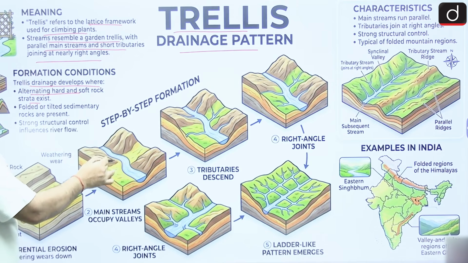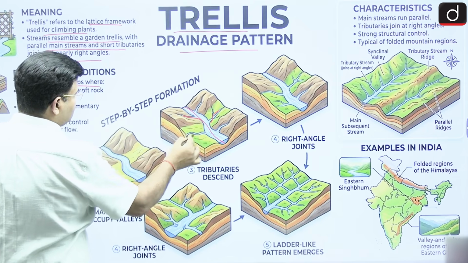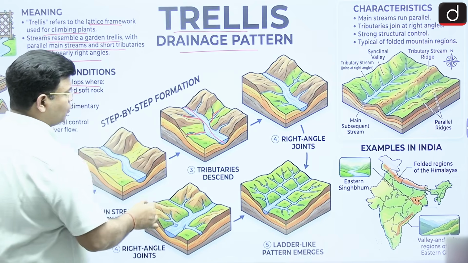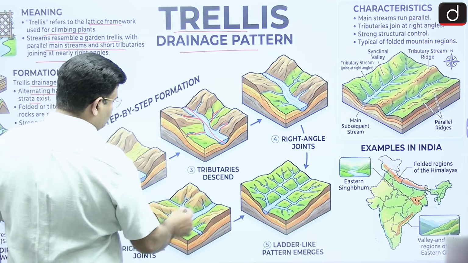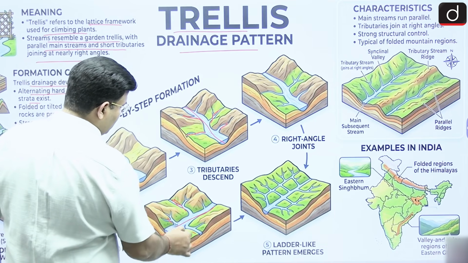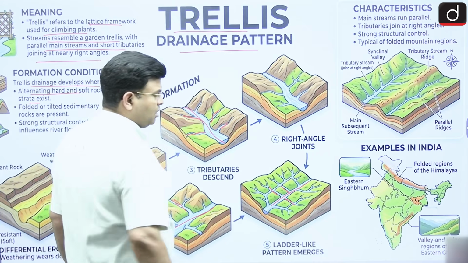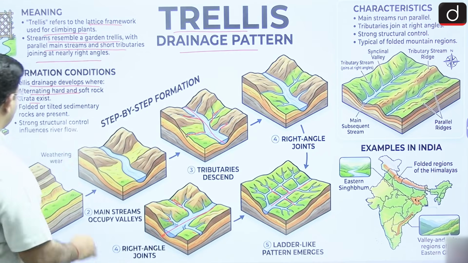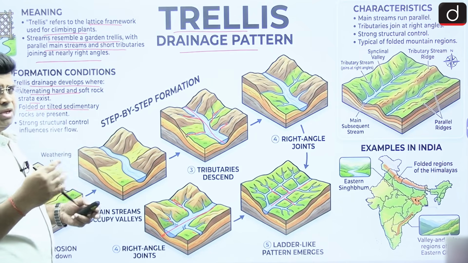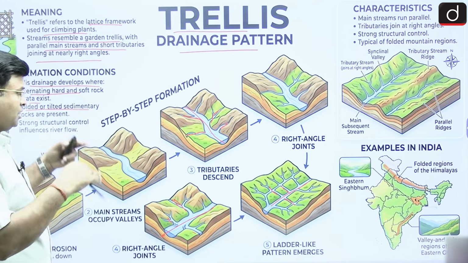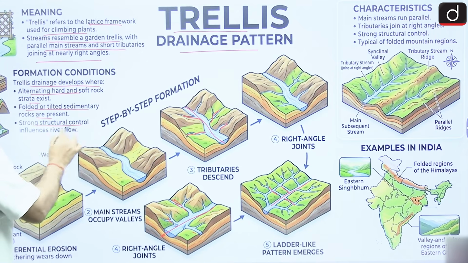The rivers are flowing, and thereafter rivers develop along the faults and some fold regions, meeting the main river at right angles. Slowly and slowly, a ladder or lattice structure develops where the rivers meet near right angles. That is a trellis drainage pattern. Folded or tilted sedimentary rocks are also present. Maybe in the folded Himalayas, within the valleys, this kind of trellis pattern can be seen, showing strong structural control.